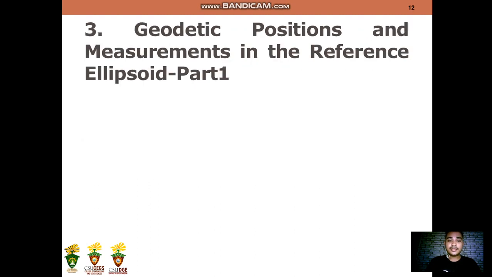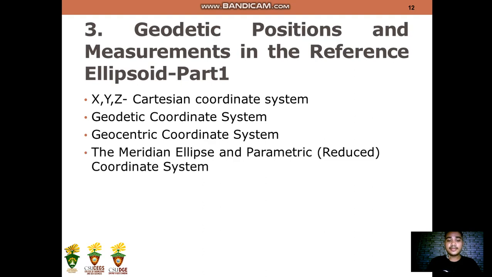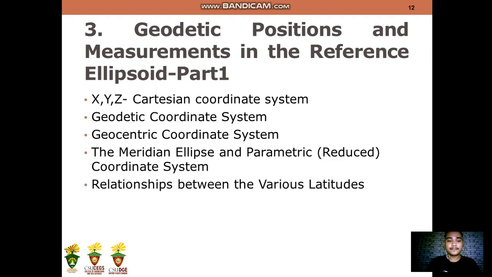Topic 3 has 2 parts and is all about geodetic positions and measurements in the reference ellipsoid. For part 1, we are going to discuss the X, Y, and Z Cartesian coordinate systems, the geodetic coordinate systems, the geocentric coordinate system, the meridian ellipse and the parametric or reduced coordinate system, and the relationship between those various latitudes that were mentioned above.